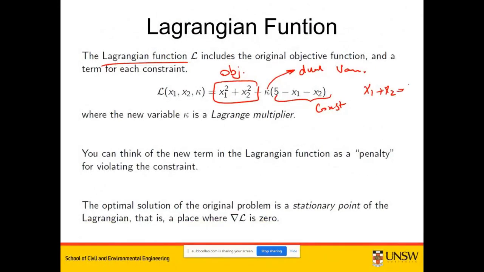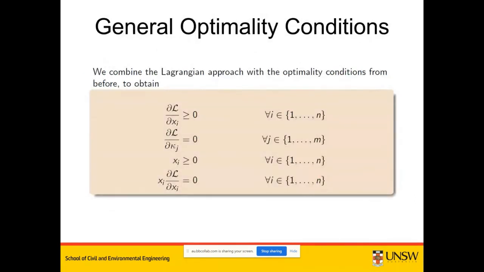Sorry, equal to 5. So we can actually write it as 5 minus x1 minus x2 equal to 0. So a reformatted version of the constraint is brought into this Lagrangian function. And the way we said we can find the optimal solution is again using the optimality conditions, when we set the gradient of the Lagrange function equal to 0. And that's how we get the general optimality conditions.